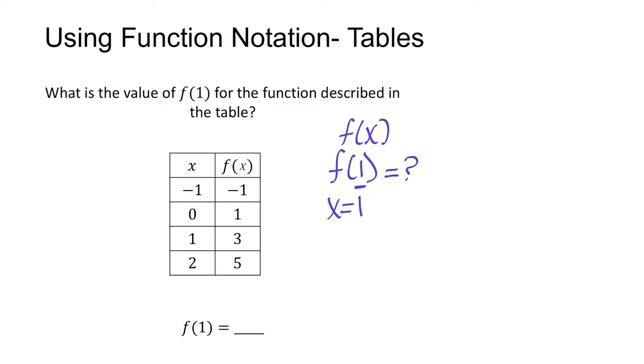So we're going to go to our table and find x equals 1. Then we're going to look for the f value that corresponds to that 1. And that is f of x equals 3. So that means that f of 1 equals 3.